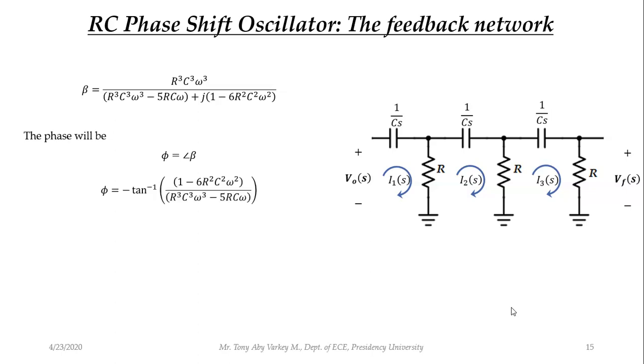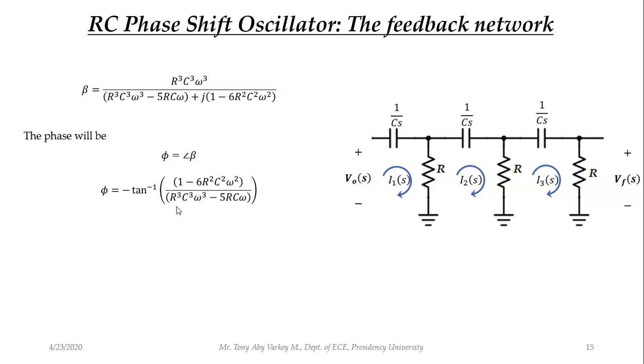Phi will be equal to minus tan inverse of the imaginary part by the real part, because the numerator phase is 0, as there is no complex quantity there. So phi is minus tan inverse of (1 minus 6 R square C square omega square) by (R cube C cube omega cube minus 5 RC omega). According to our requirement, what should be the phase of the feedback network?